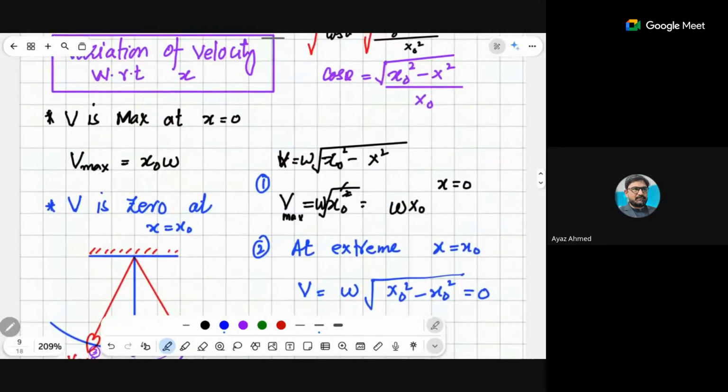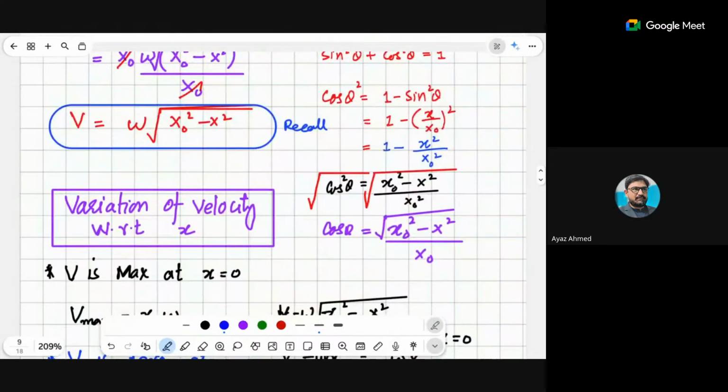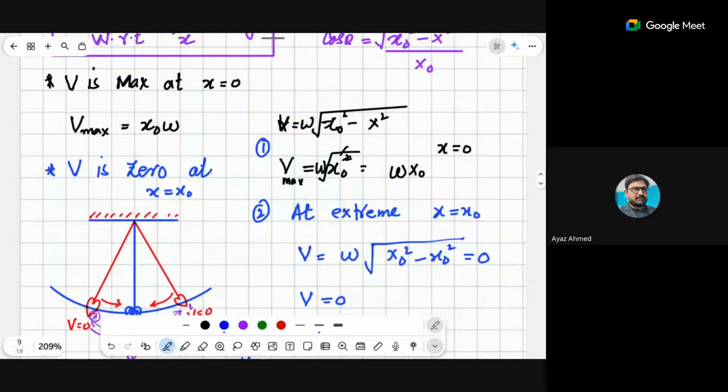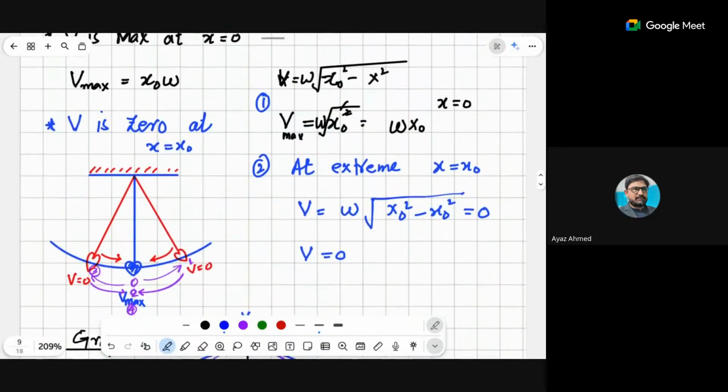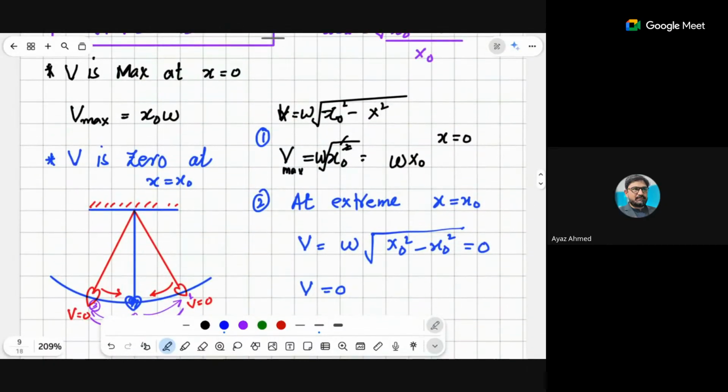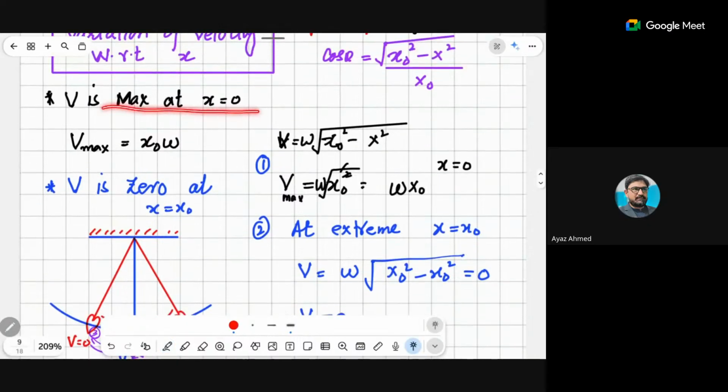Here I have mentioned all these points. I have derived it, but because that was already derived, I was thinking it would not be convenient for you. But here you can see I have mentioned all those areas. V is maximum at x equal to 0. So what is the maximum velocity of the oscillation? V max is equal to x naught omega.